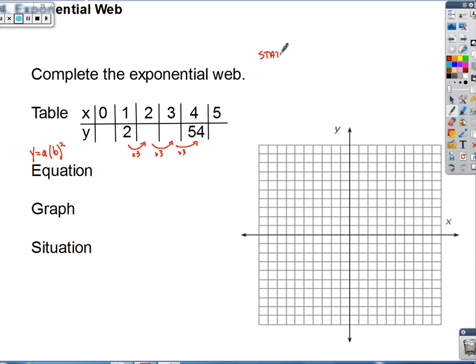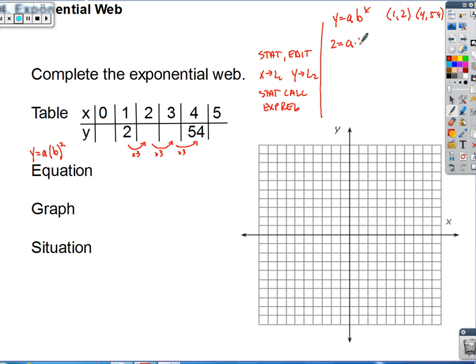So we can always do stat, edit, type your x values into L1, your y values into L2, stat, calculate, ExpReg. That's the calculator method. There's still yet another method. If we have y equals a b to the x, and we know two coordinates, (1, 2) and (4, 54), we can plug those in for x and y. So 2 equals a times b to the first, and 54 equals a times b to the fourth. And then I want to use maybe the substitution method to solve this system of equations.